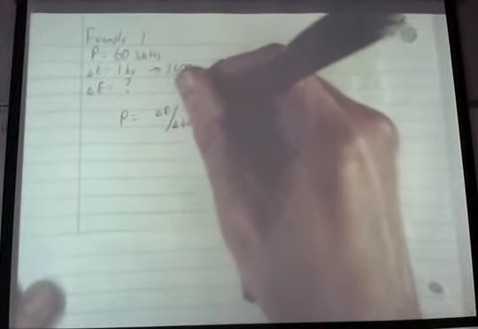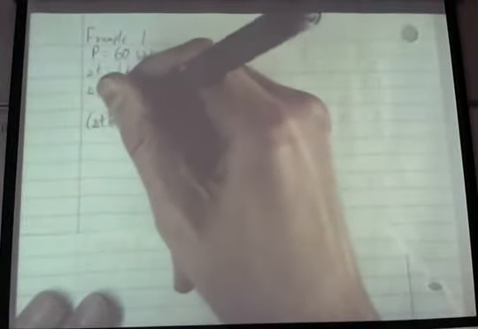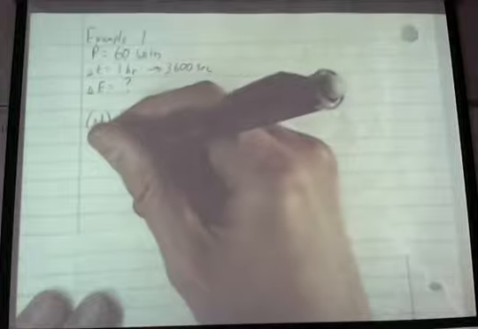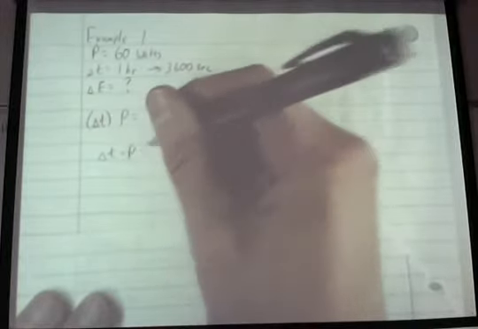So we always start on these by writing out our given information. Power is 60 watts. Our time is 1 hour, which is the same as 3,600 seconds. And we're looking for delta E, the amount of energy converted in that time period. The equation then that we'll be using is power is equal to delta E over delta T. We're looking for delta E, so we'll isolate that in the equation, multiply both sides by delta T. Get that over to the other side, that will cancel, and we get delta T times P equals delta E.